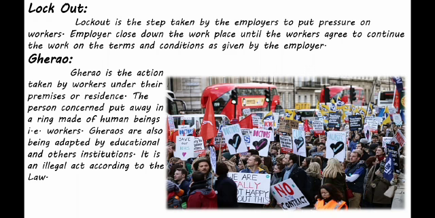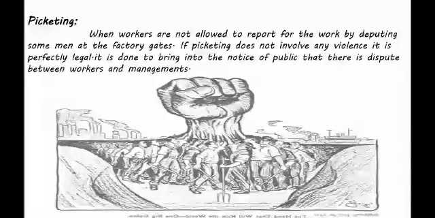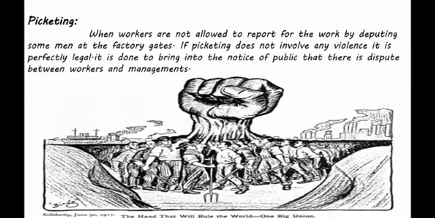Next we see the last form of industrial dispute, picketing. When employers don't take any action to fulfill the demands of the employees, then all the employees together sit in front of the company's gate. It is also called the dharna.